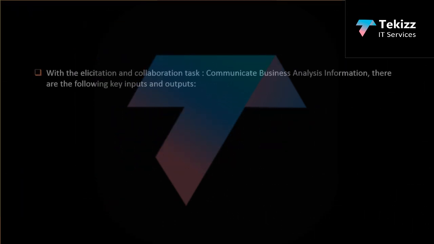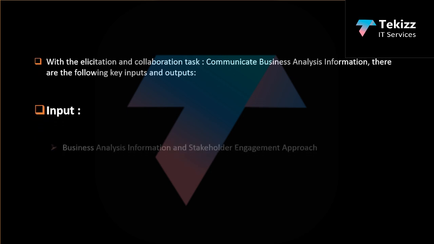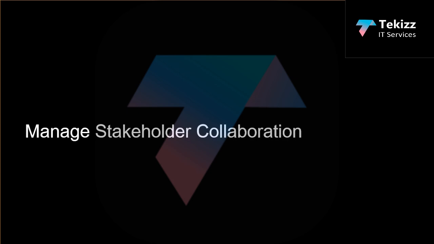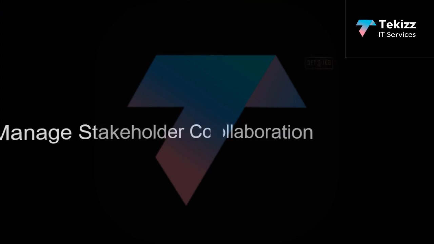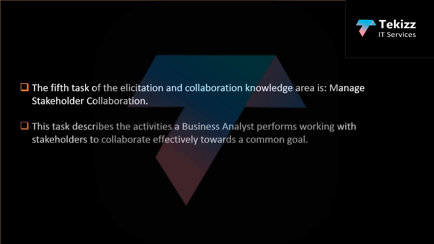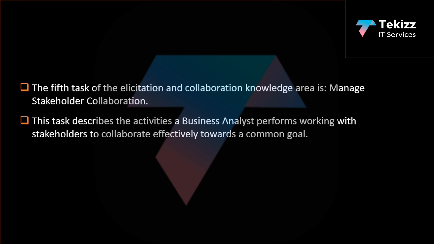Now, if we talk about the key inputs and outputs, as inputs we have business analysis information and the stakeholder engagement approach, and as an output, we have business analysis information that is communicated. Now, after this, we have to manage stakeholder collaboration. The fifth task of this key area is manage stakeholder collaboration. This task describes how a business analyst works with the stakeholders to collaborate effectively towards a common goal.